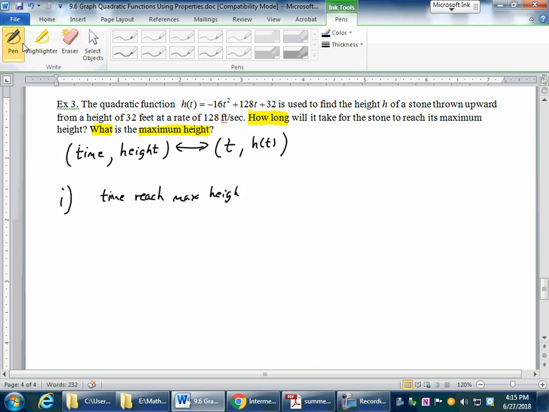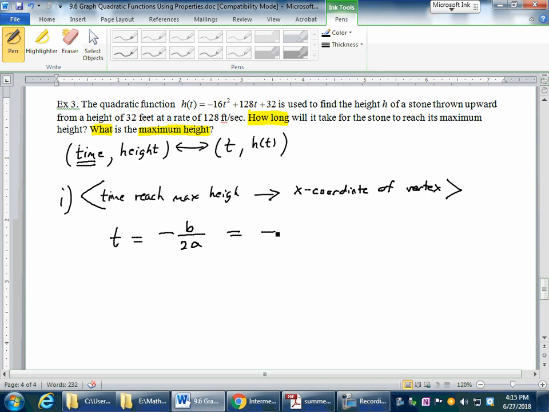And I'm writing it out for your notes. The time to reach max height implies we are looking for the x coordinate of the vertex, because in an ordered pair we know that the time is the x coordinate part, which is the input part, and that helps me to clearly see the prompts and then look for the information. So in this case, my t will be equal to minus b over 2a, which is the formula for the x coordinate of the vertex. So plug it in.